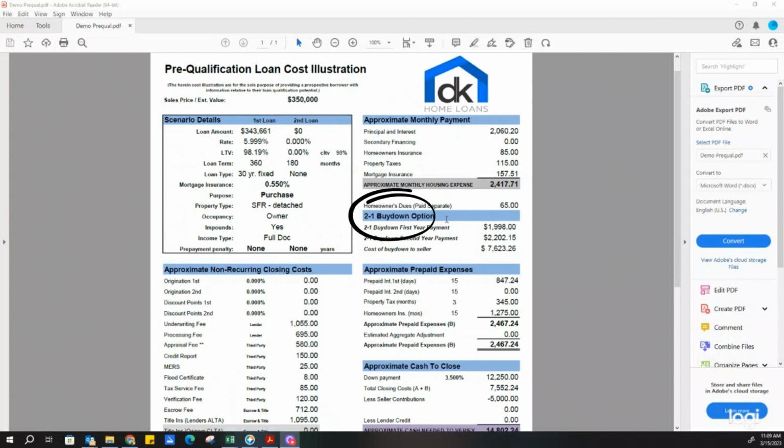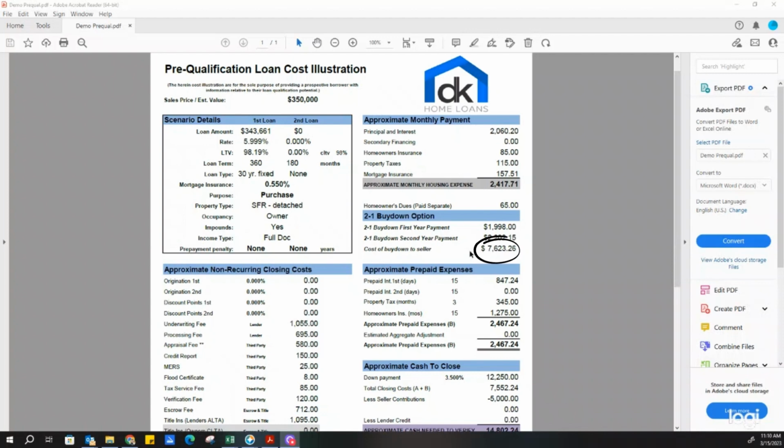Now, this is a newer column in here that we just added because the 2-1 buy down has been so popular. What we're trying to illustrate here is if you did a 2-1 buy down, in this case, your starting payment would be $19.98 instead of $24.17. Your second year payment would be $22.02.15. Now, this is because the seller is paying the portion of your 2-1 buy down.